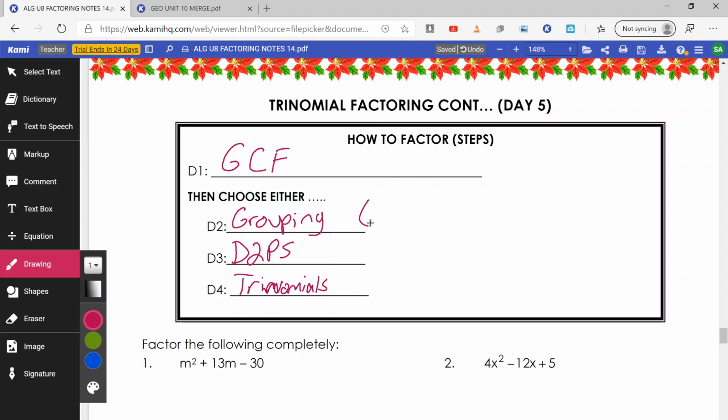So grouping is when we have 4 terms. Difference of 2 perfect squares is if we are subtracting 2 perfect squares. And then trinomials means we have 3 terms. So depending on the number of terms we have in a problem is going to dictate which of the remaining 3 methods we have left.